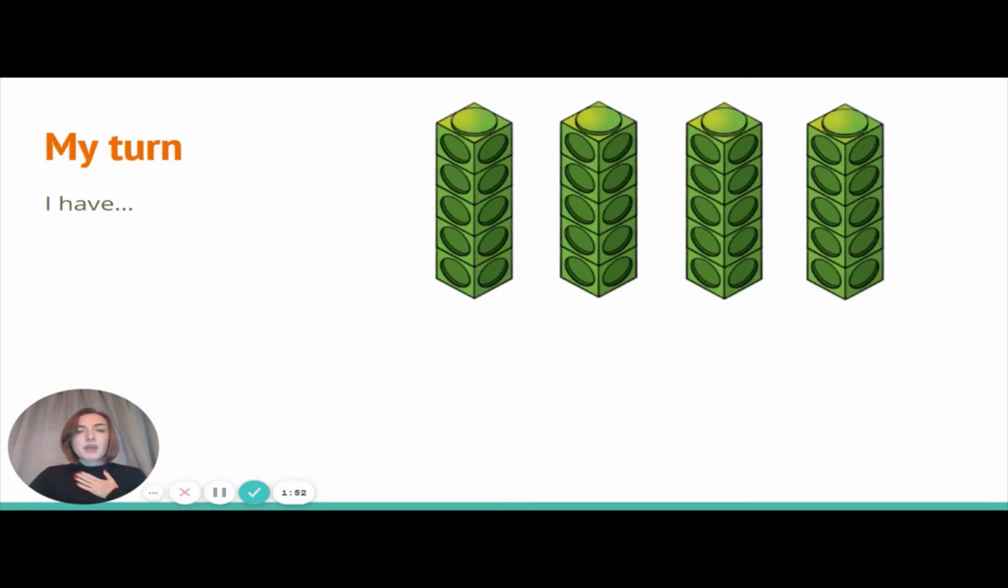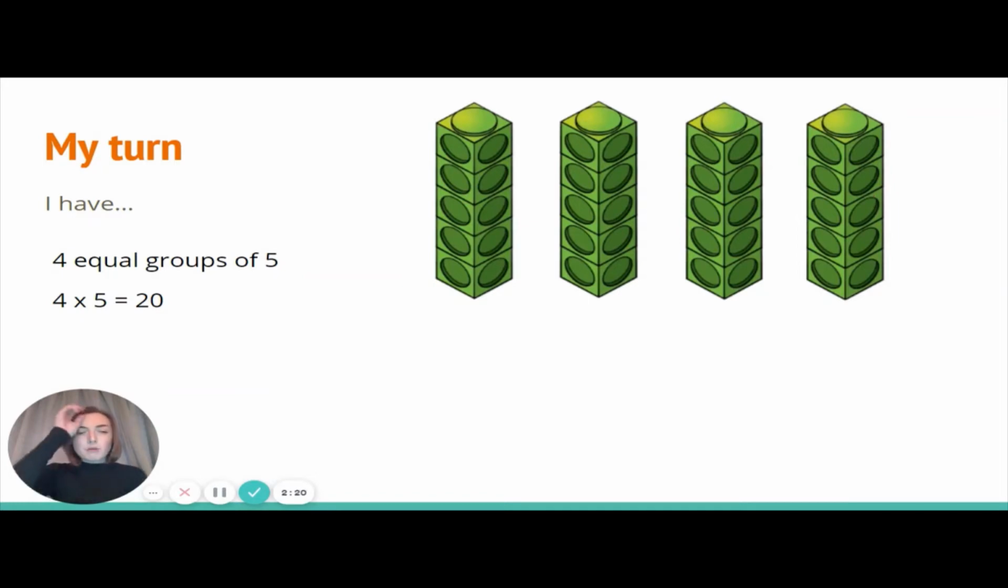My turn. Here I have 1, 2, 3, 4 groups with 1, 2, 3, 4, 5 cubes in each group. That makes 4 equal groups of 5. I could write that as a number sentence because I could say 4 lots of 5, and I know that equals 5, 10, 15, 20. 4 times 5 is 20.